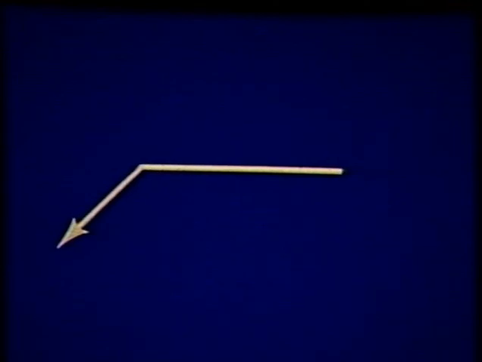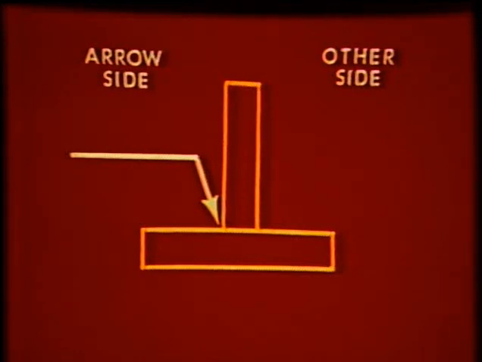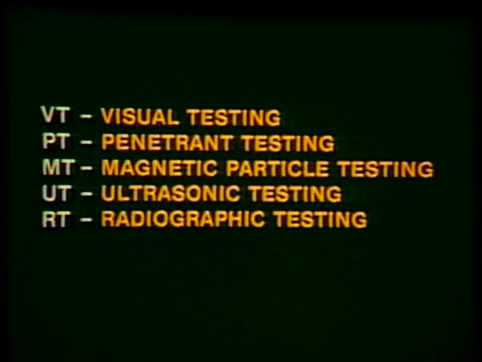The arrow can be placed at either end of the reference line, point up or down, and be located at either side of the joint where welds are placed. The side of the joint the arrow points to is called the arrow side, and the opposite side of the joint is simply called the other side. Now, this is important because it specifies which side of the welded joint is to be tested. The symbols used to indicate the type of inspection use the initials for the test, such as VT for visual testing, PT for penetrant testing, and so forth.